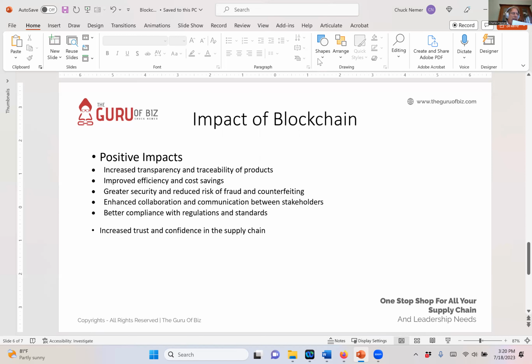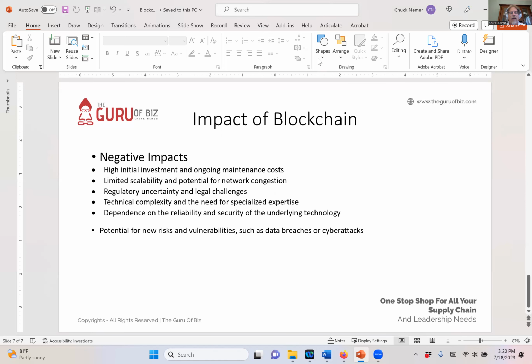So when we look at the impact, both positive and negative, we see in that process that positively there is better transparency, better traceability, efficiency, cost savings, security in the accuracy, so less fraud and counterfeiting, and just general compliance, increased trust and confidence.